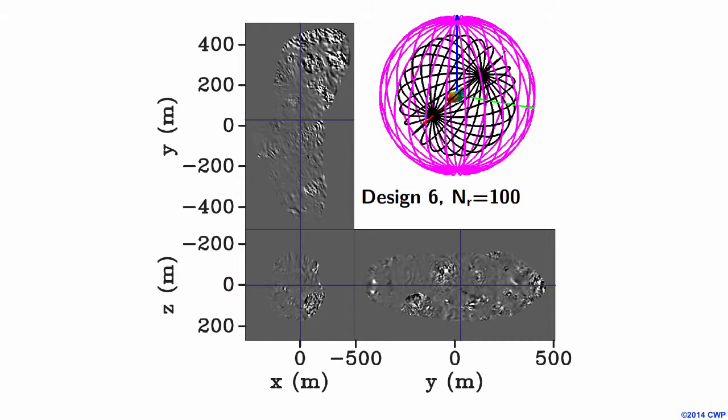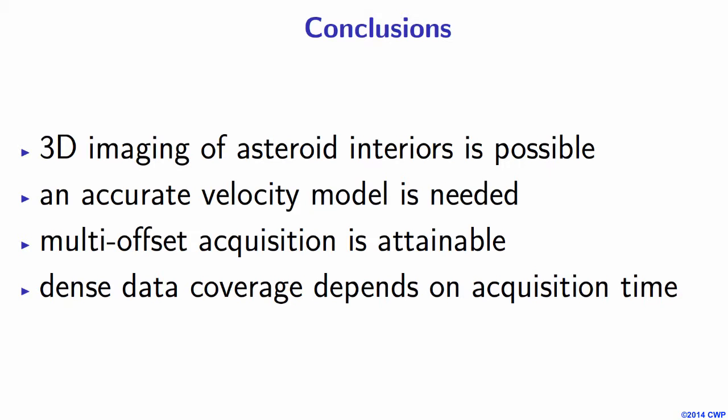In this case, we can conclude that with a higher number of shots that we can stack, we can get a better insight into the asteroid target. But due to the time limit, I haven't shown it here. I would like to conclude that my project enables 3D imaging of asteroid targets and makes it possible. An accurate velocity model is needed to get a good migrated image. Multi-offset acquisition is needed and attainable using the dual orbiter system, where we have two satellites moving at different speeds. Dense data coverage is needed, but it depends on the acquisition time, and acquisition time directly depends on the acquisition cost.